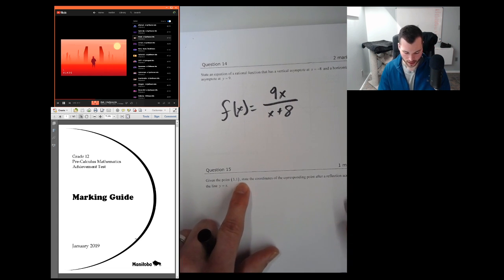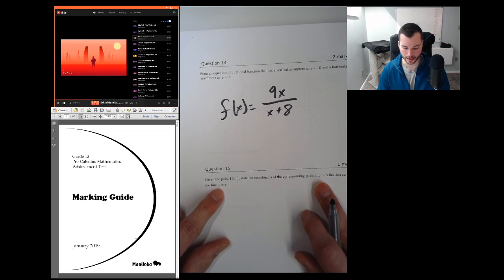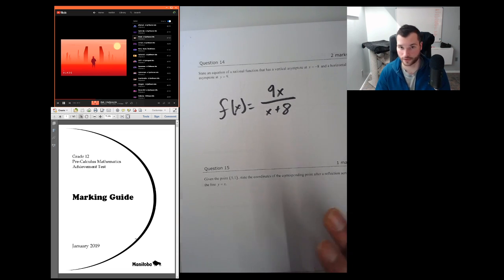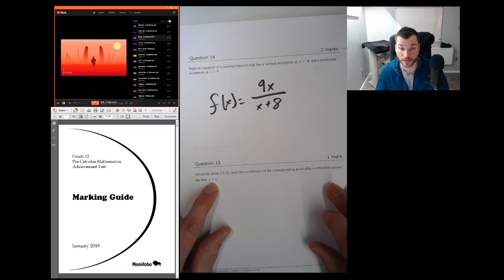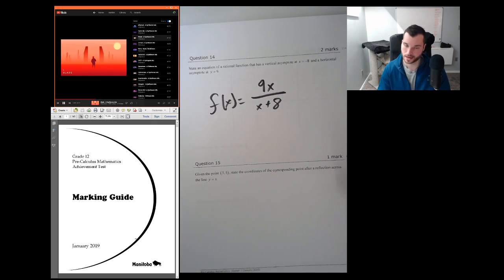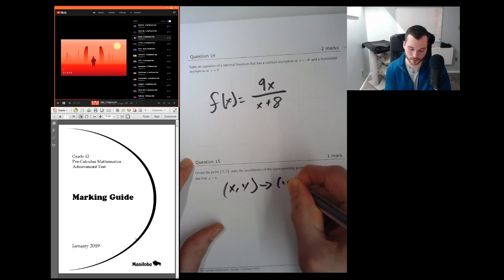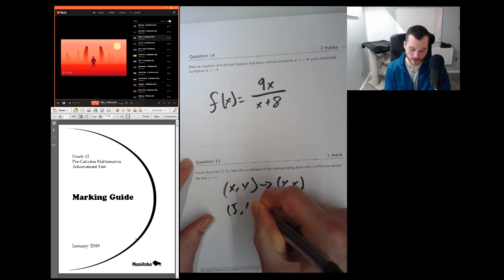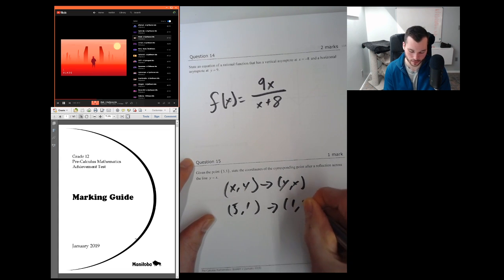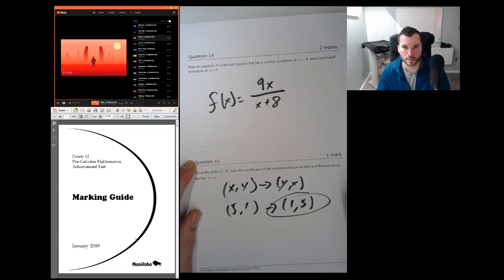Given the point 5, 1, state the coordinates of a corresponding point after a reflection across the line y is equal to x. Uh-oh, we all forgot about that. This is an inverse. They could have asked inverse it. The reflection across, all you got to know is that xy becomes yx. And if our xy was 5, 1, well, we're going to switch them around. 1 mark again. Bing, bang, boom. Done. Easy.